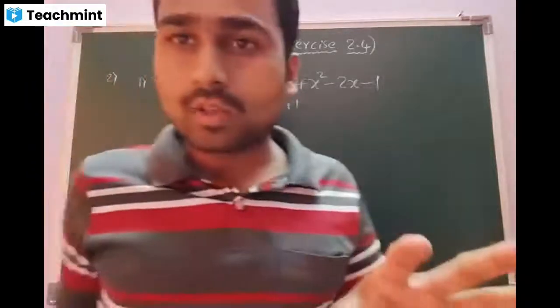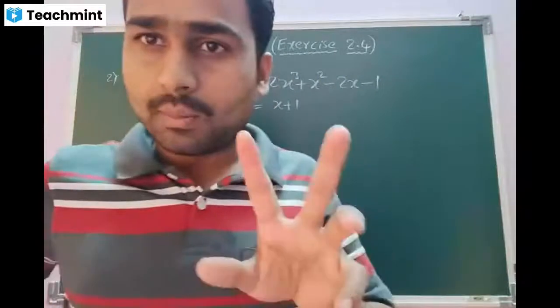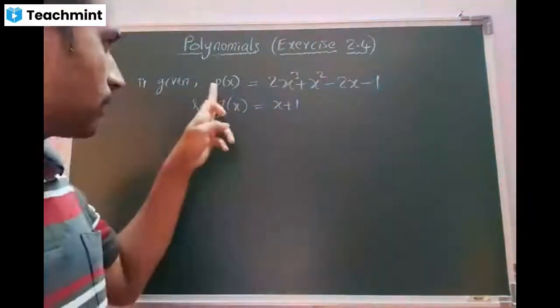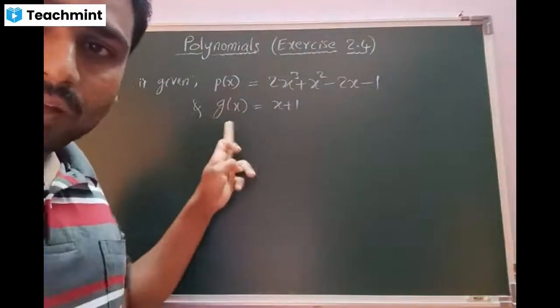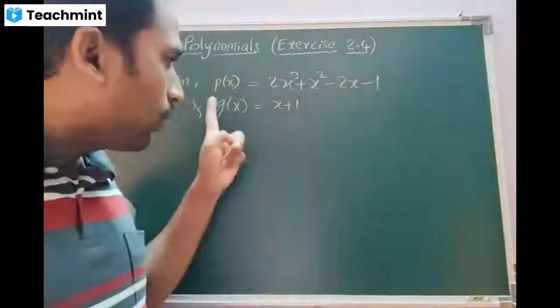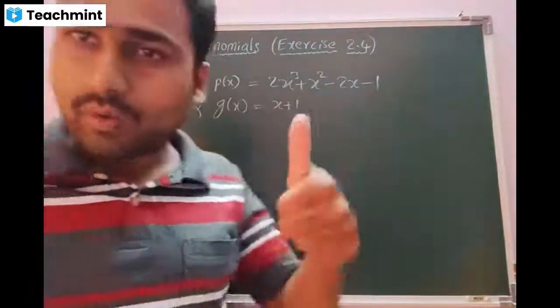Students, first look at the main title of the question. Beta, I'll tell the meaning of the question. They have given two polynomials. One is p(x) and the other one is g(x). What we have to do in the second main is check whether g(x) is a factor of p(x) or not. Got it, beta?